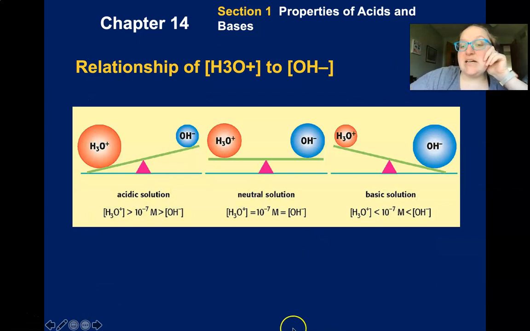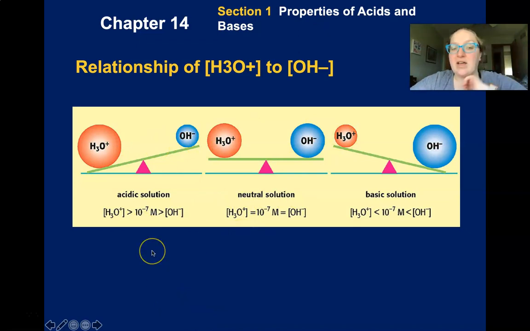Just to give you an idea of an acidic versus a basic solution, we have this summary table in your chapter, which describes how the concentration of H3O plus compares to OH minus. I highly recommend you take a look at this. It tells you that if you have a certain concentration of H3O plus at 10 to the negative 7 molar, equal to the same thing with OH, then you're actually in that neutral solution.